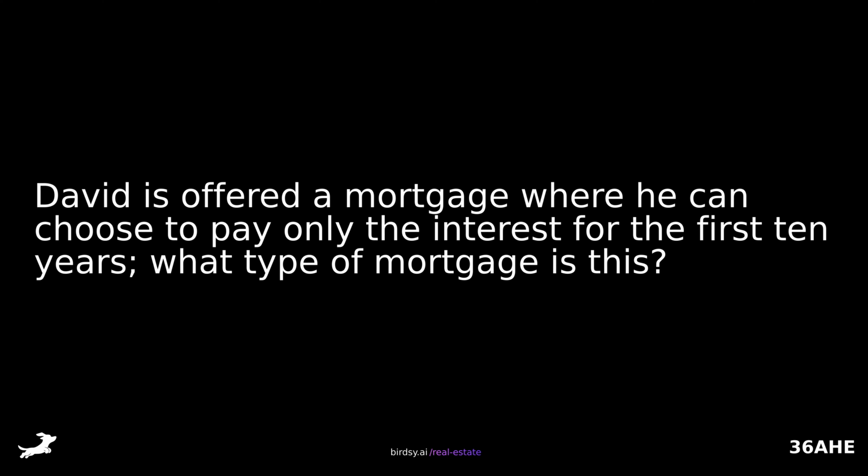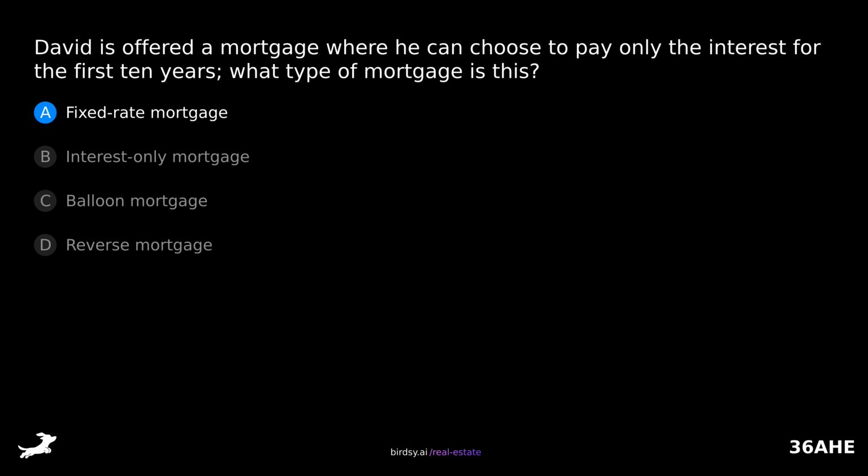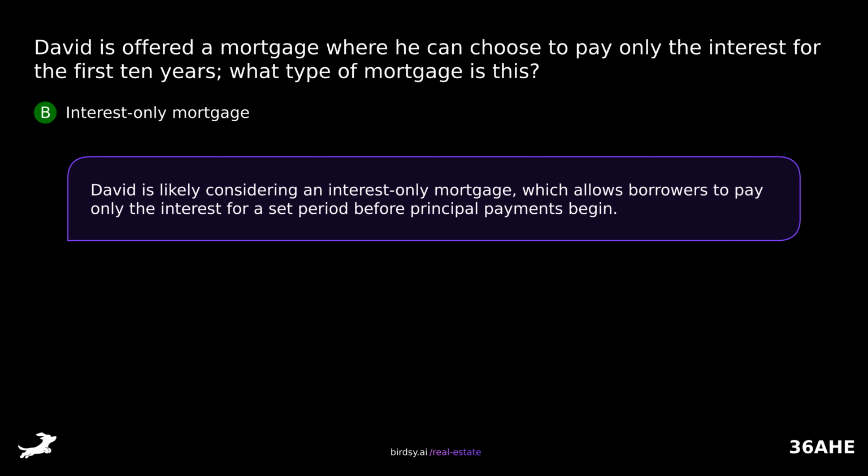David is offered a mortgage where he can choose to pay only the interest for the first 10 years. What type of mortgage is this? Is it A, fixed-rate mortgage, B, interest-only mortgage, C, balloon mortgage, or D, reverse mortgage? The correct answer is B, interest-only mortgage. David is likely considering an interest-only mortgage, which allows borrowers to pay only the interest for a set period before principal payments begin.